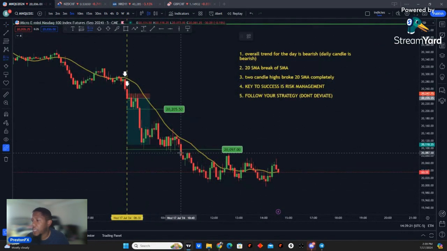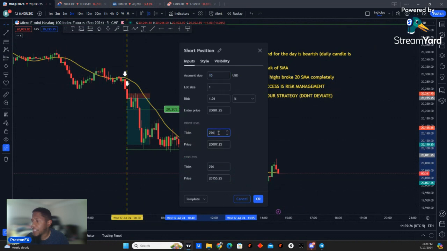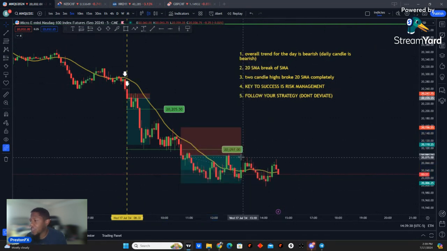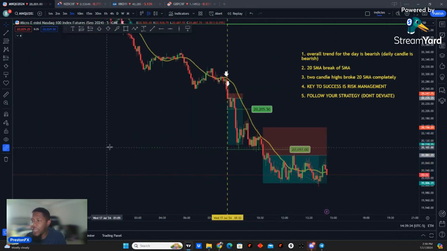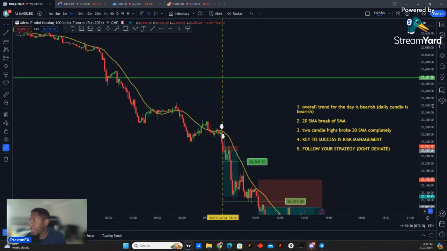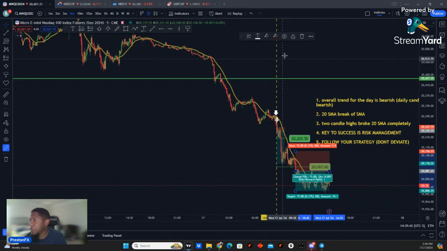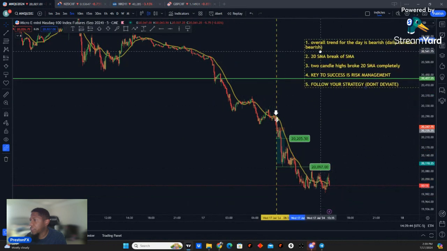Let me see if we could have got a little bit more right here. If you look, it gave us a good 30 ticks. Yeah, we got about 30 ticks on that one. This move has been moving down since the Asian session, so we didn't want to play down too much down here. Let me put these rules over here.